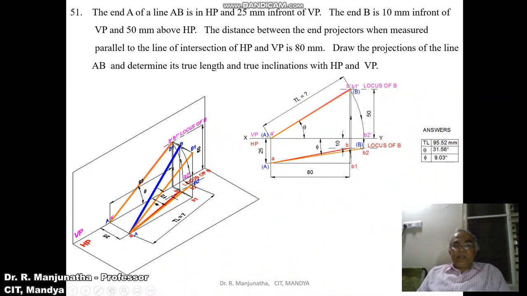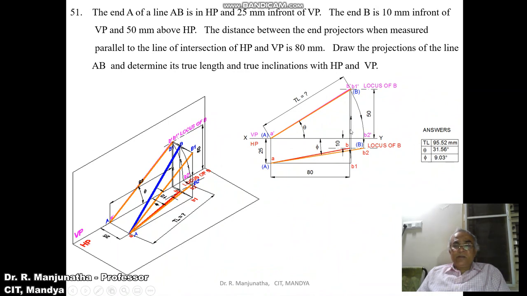So you write this as capital B, and this as capital A and capital B. Then the inclination made by the true length line with respect to VP is called phi. Then to write the answer, this is how we will be able to solve the problem. Now we have to check the answer.